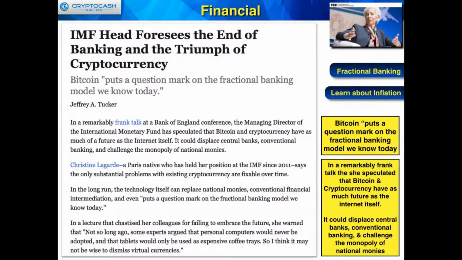Now, we're going to look at fractional banking. What does fractional banking really mean? This is the system that we are all involved in, that nobody understands what on earth they're involved in. Inflation goes through the roof.